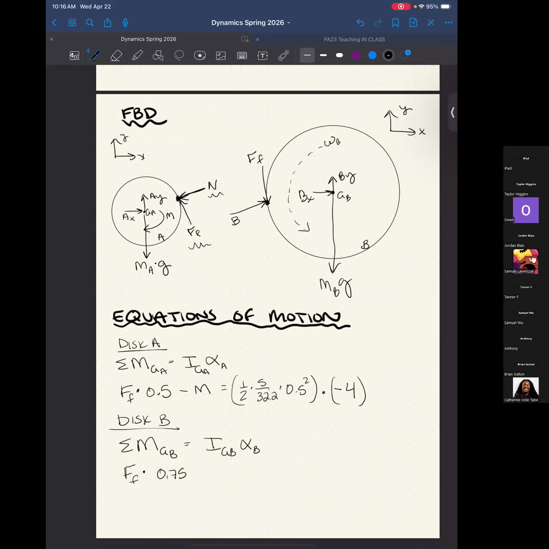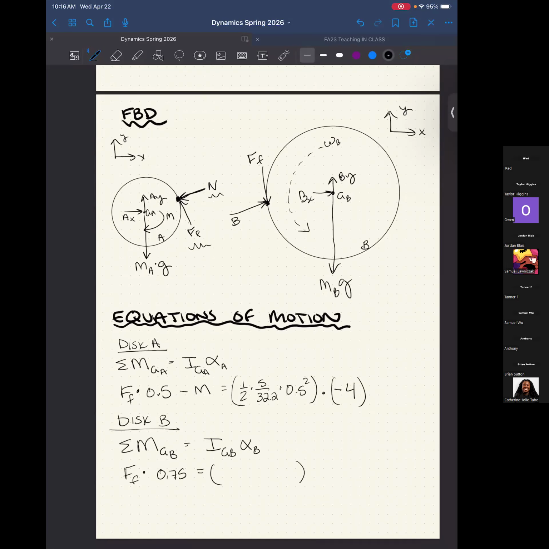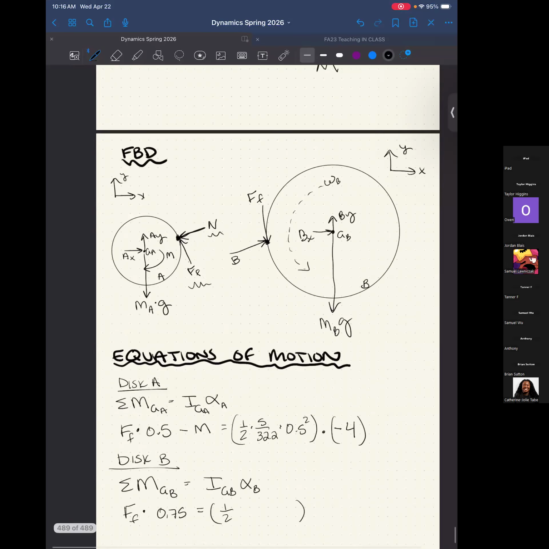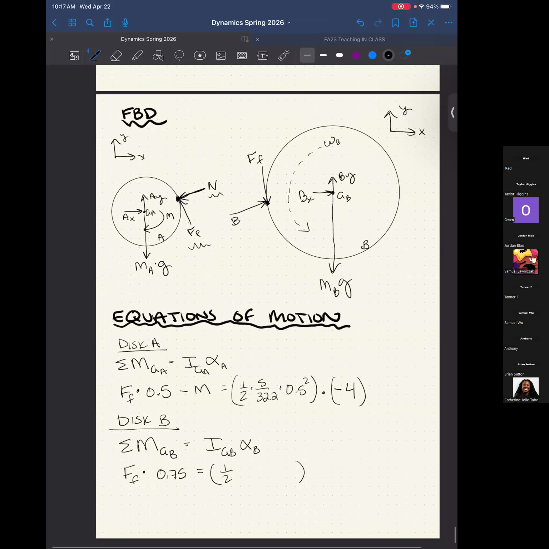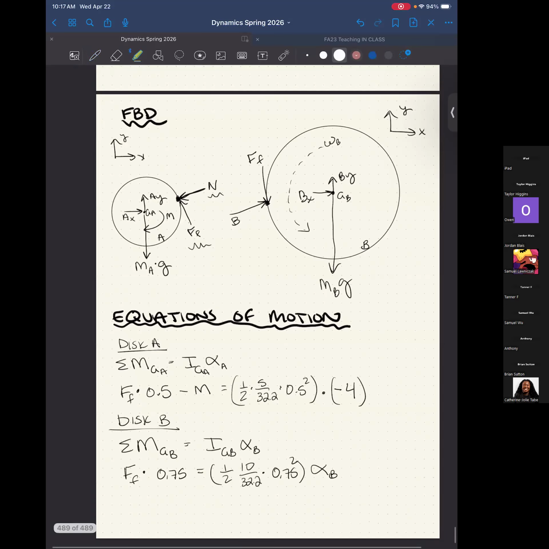And is that going to be a positive or negative moment? Very good. Positive moment. And then mass moment of inertia is 1/2 mr squared. Mass this time is 10/32.2. Radius is 0.75. And we do not know the angular acceleration of B. So, crud, we brought in an extra unknown. So now we have 2 equations and 3 unknowns. So we're still not there yet.